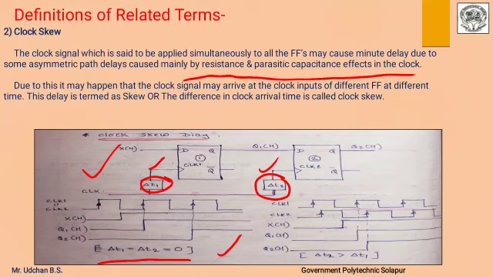So if you observe here, the clock 1 is lagging behind as compared to the clock 2, by which the outputs of both the flip-flops, that is Q1 and Q2, will not change at the same time.